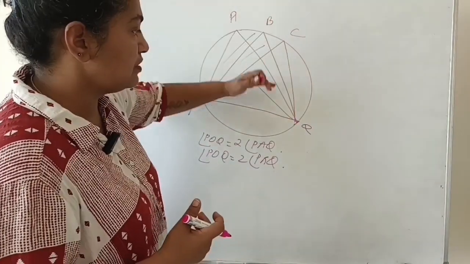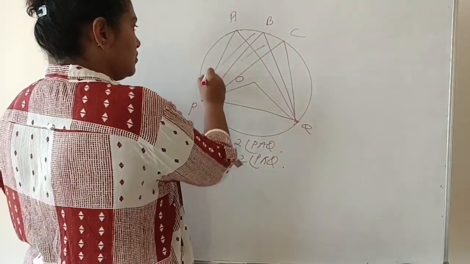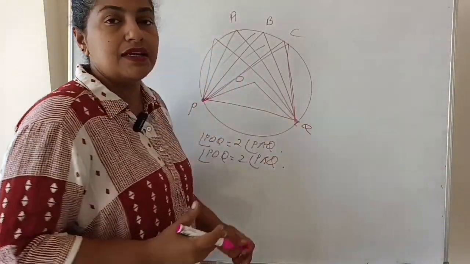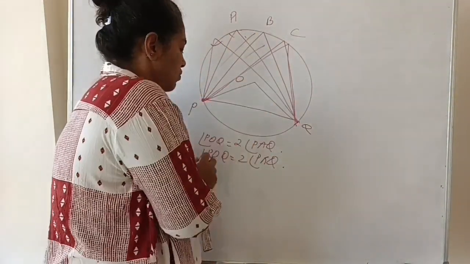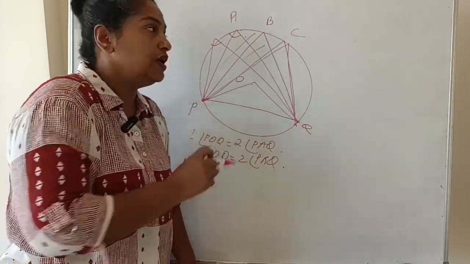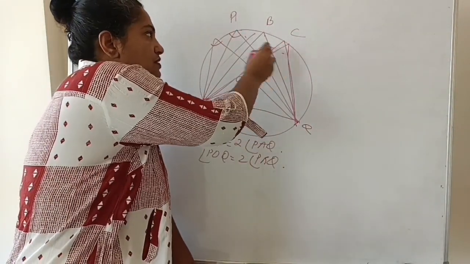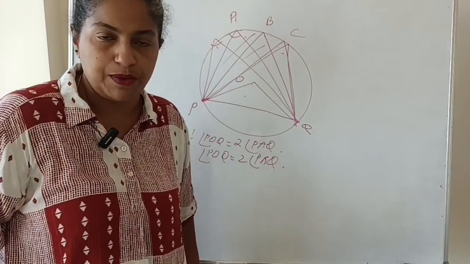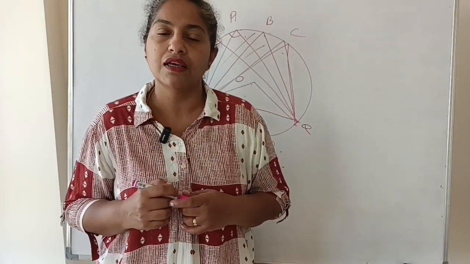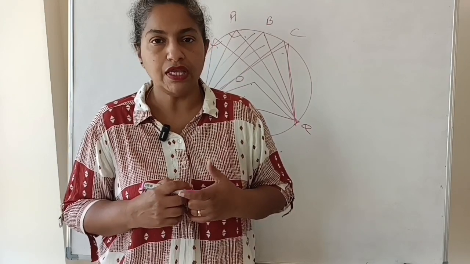This was my segment, this was my another segment. So, any angle that I take, all these angles are going to be equal to half of POQ. So, this angle is equal to half of POQ. This angle is half of POQ. Everything is going to be half of POQ. So, it gives me the result. Angles in the same segment of a circle are equal.